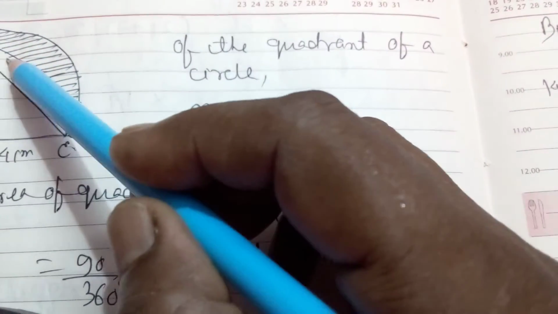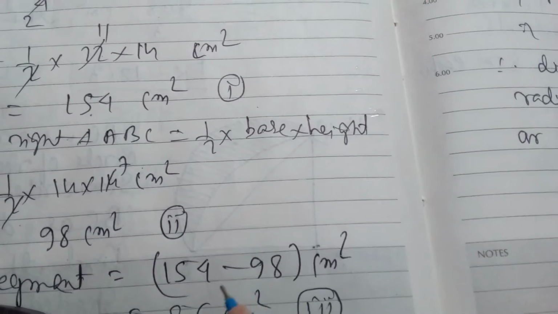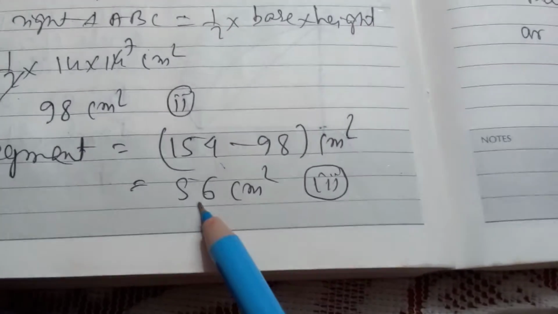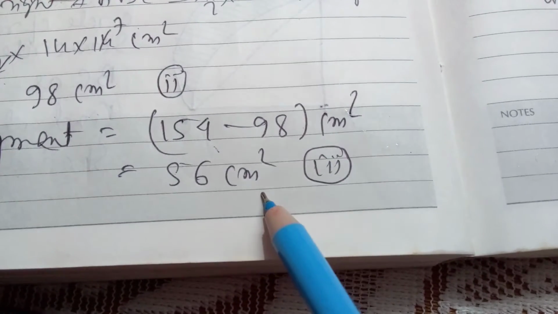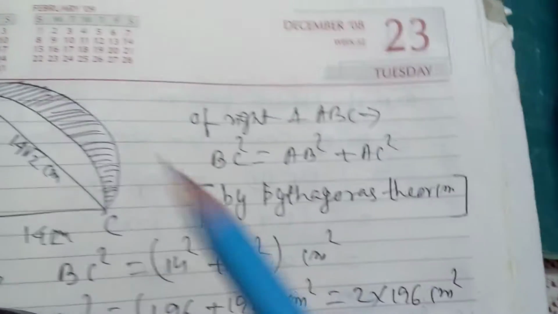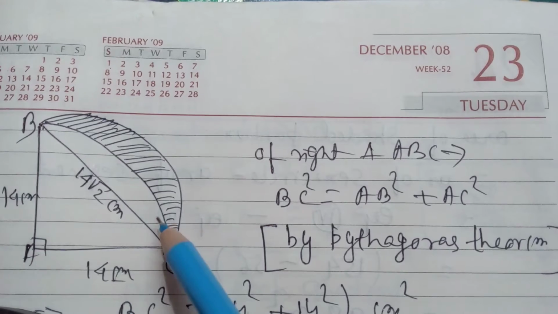Now area of the segment. This portion is the segment. So area of the segment equals 154 minus 98, meaning area of the quadrant minus area of the right triangle. So it is 154 minus 98, that is 56 centimeter square. This is equation number 3, meaning this area is 56 centimeter square.